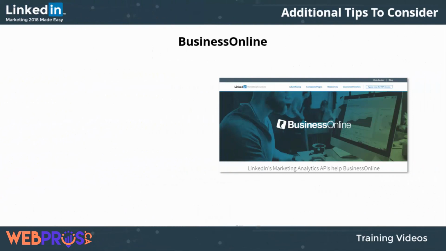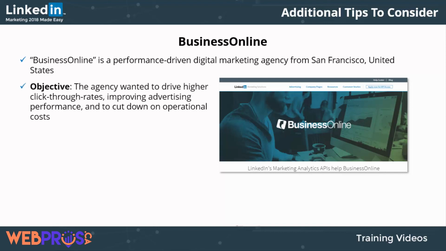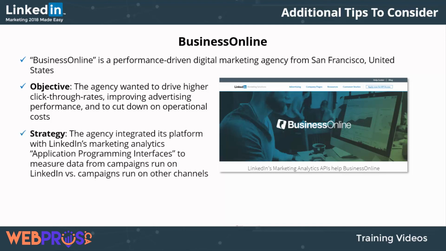Business Online. Business Online is a performance-driven digital marketing agency from San Francisco, United States. Objective. The agency wanted to drive higher click-through rates, improve advertising performance, and cut down on operational costs. Strategy. The agency integrated its platform with LinkedIn's marketing analytics application programming interfaces to measure data from campaigns run on LinkedIn versus campaigns run on other channels.